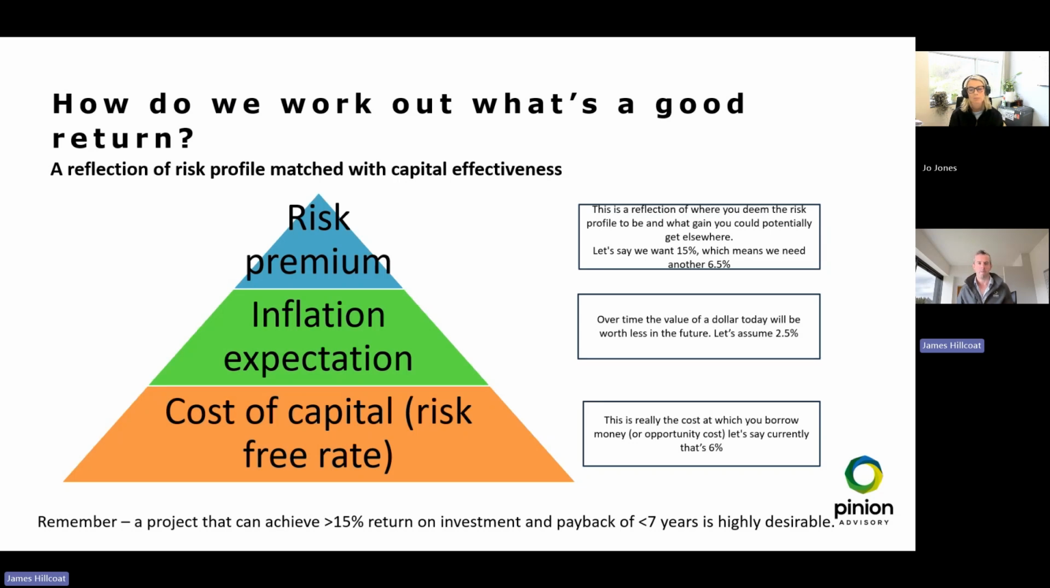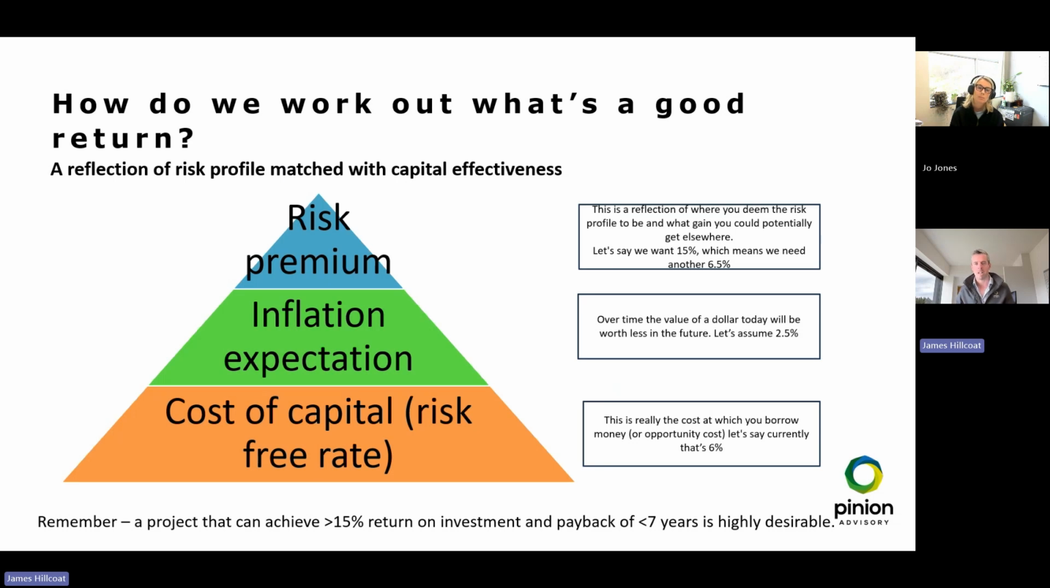We then also want to think about some inflation expectation over time. So the value of today's dollar will be different to what it's worth in the future. And so let's assume that inflation is going to be around 2.5% per annum. And then once we've got that involved, we want to think about the risk premium. And this is what you're looking to achieve across that time frame.